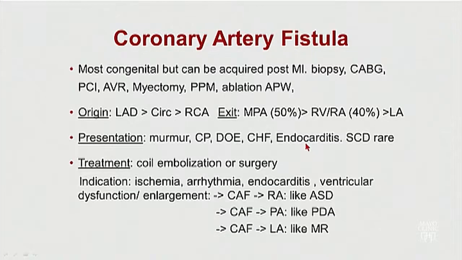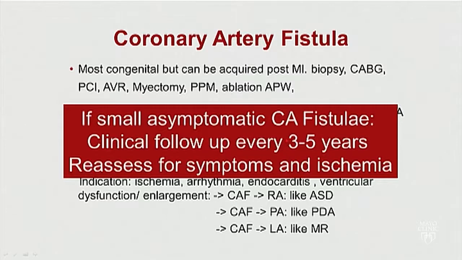If they are hemodynamically significant or causing symptoms, then the treatment is coil embolization or surgery. And again, the indications are really ischemic indications, arrhythmic indications, endocarditis, ventricular dysfunction, or ventricular enlargement. If it's small and asymptomatic, you should clinically follow these patients up every 3 to 5 years.